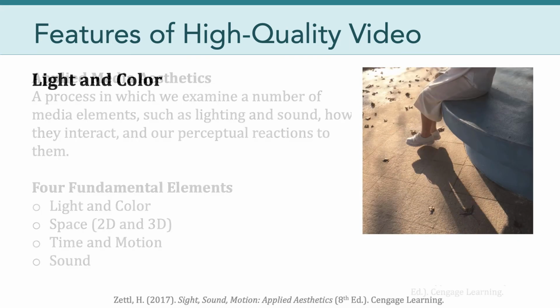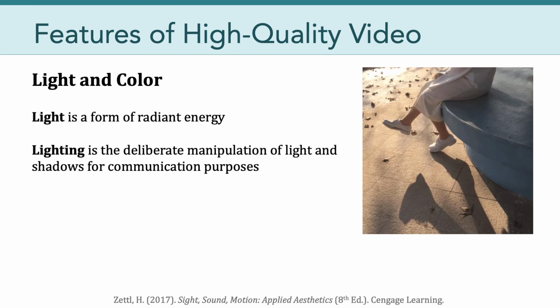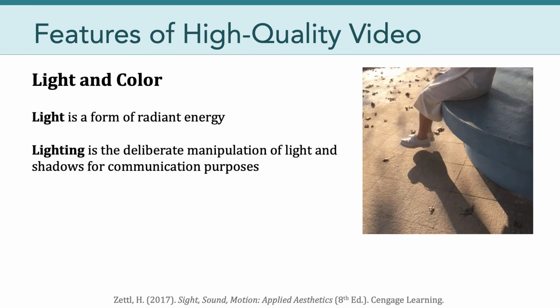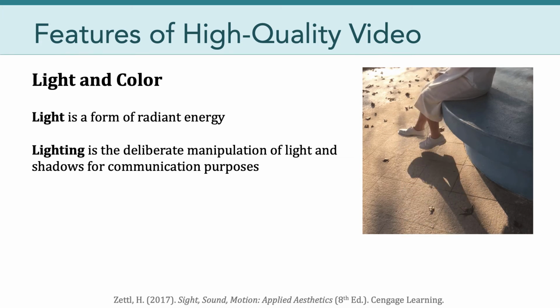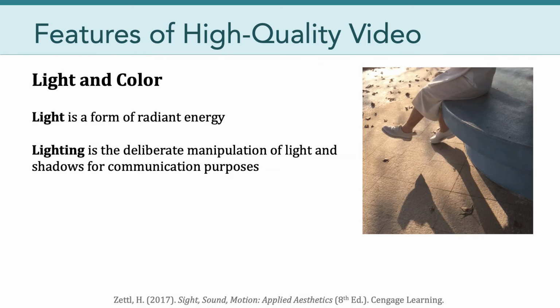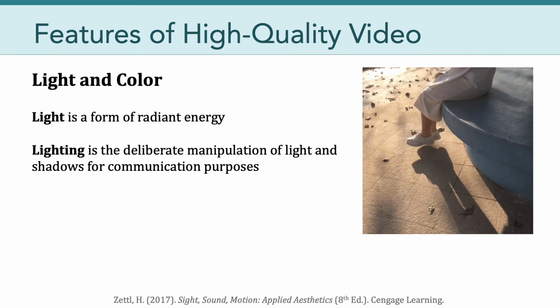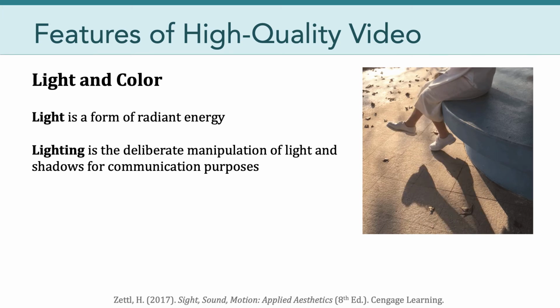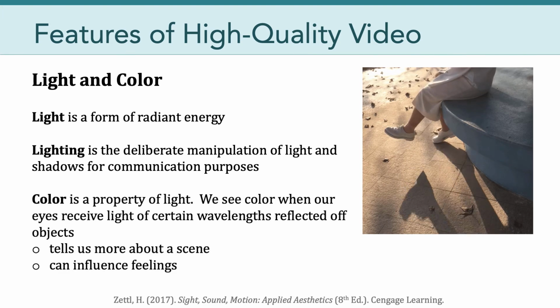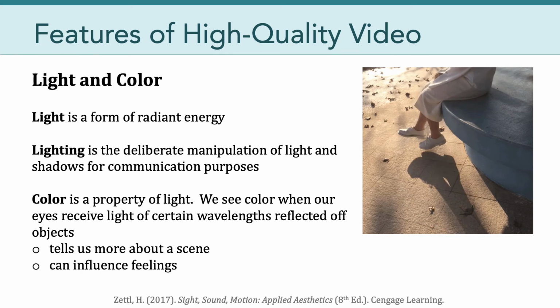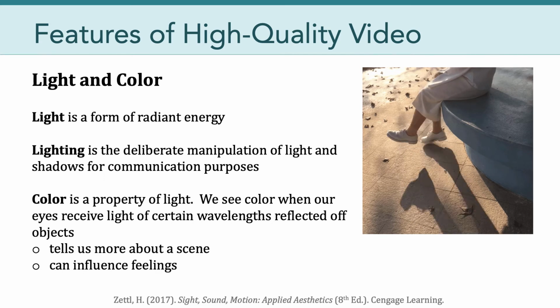So light and color. We all know that light is a form of energy, but in high quality video, we really focus on the importance of lighting. And lighting is the deliberate manipulation of light and shadows for communication purposes. Now, related to lighting is color. And we know that color is a property of light. We see color when our eyes receive light of certain wavelengths reflected off of objects.